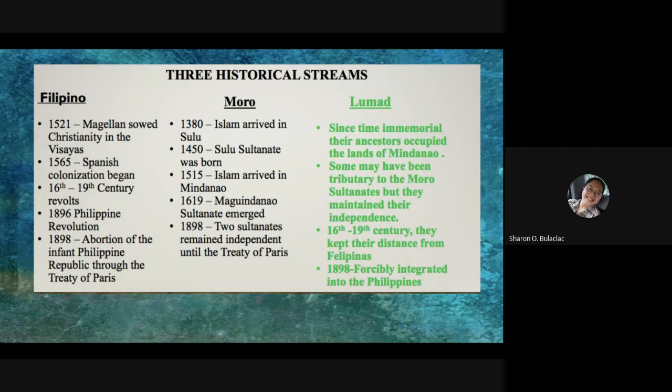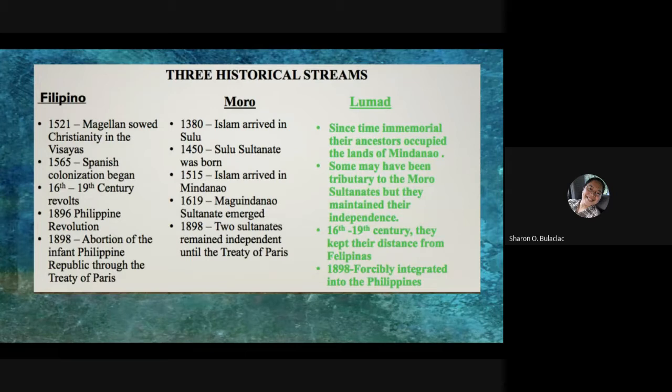Then in 1898, the two sultanates, the Sulu Sultanate and the Maguindanao Sultanate, remained independent until the Treaty of Paris. Bakit Treaty of Paris pala yung tawag? Because doon nag-meet yung Espanya at saka yung Amerika sa Paris, on December 10, 1898, where America demanded from Spain that they get the Philippines as their colony since natalo yung Espanya, and nagbayad sila ng $20 million to Spain. Then in return, Spain ceded the Philippines to America.